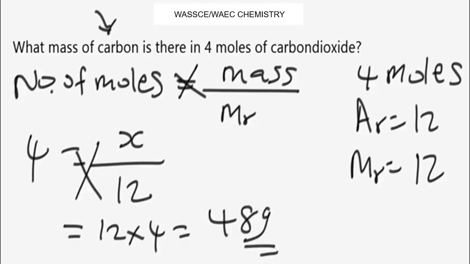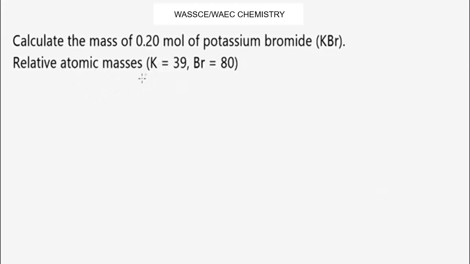Okay, let me give you a chemistry practice question on finding the mass of a substance using this formula. This time around, we no longer deal with elements but a compound, so that you understand it better. Let's look at this chemistry practice question. It says calculate the mass of 0.20 mole of potassium bromide. We are given the relative atomic masses of the elements that make up the compound. Feel free to pause this video and see if you can figure this out. Okay, let's do it together.